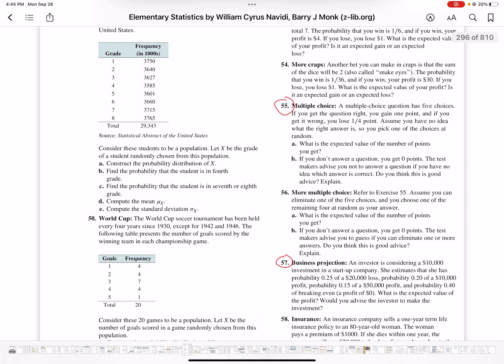Number 55, multiple choice question has 5 choices. If you get the question right, you will gain 1 point. And if you get it wrong, you will lose 1/4 point. Assume you have no idea what the right answer is, so you pick one of the choices at random. A. What is the expected value of the number of points you get?